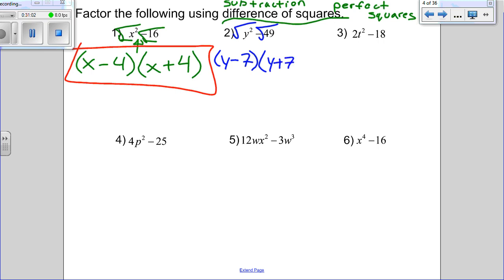All right, number 3. It's a binomial. So the first thing I want to do is difference of squares. I go to do difference of squares, and I can't do difference of squares. I can't square root the number 2, and I can't square root number 18. This is not a difference of squares. And what did I forget to do here? I forgot to do it.